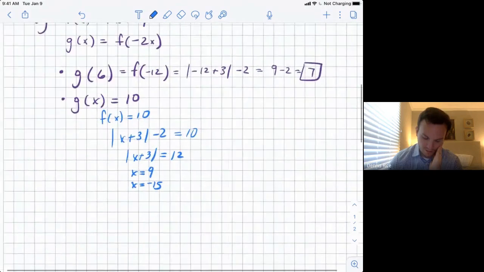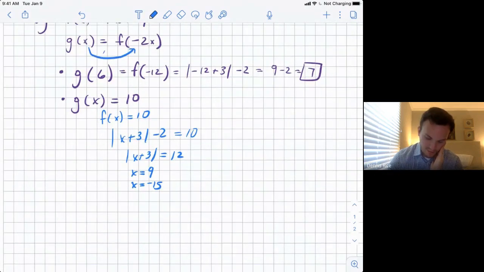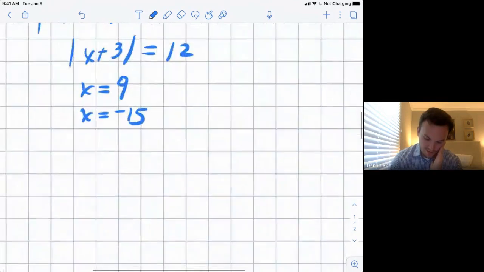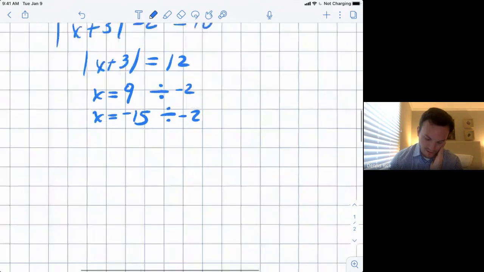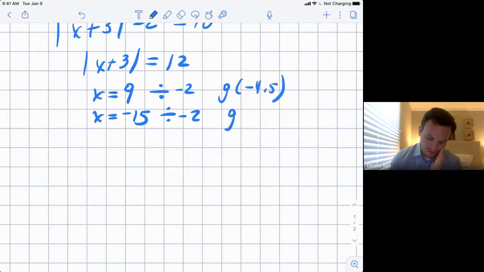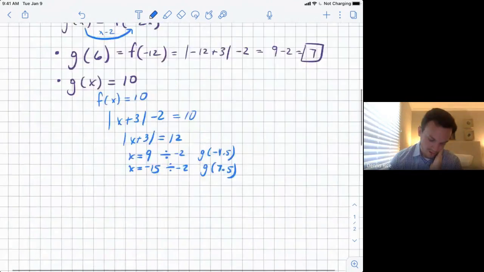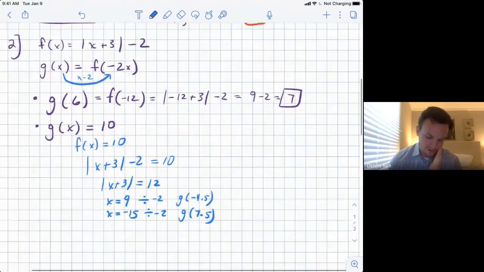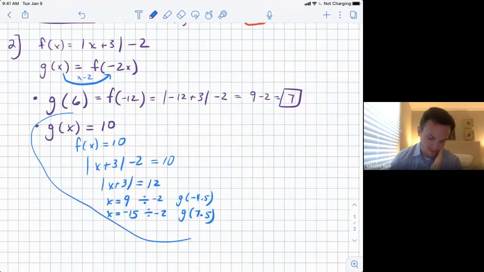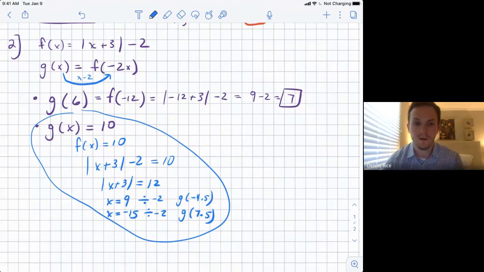Now we have to go back to what would it be in terms of g. So instead of multiplying the input by negative 2, we're going to divide these inputs by negative 2. Our two g of x values would be g of negative 4.5 and g of negative 15 over negative 2 is 7.5. Those would be our two g of x inputs. Okay, this last one won't be on the test, but Kyle wanted an extra practice problem with it.